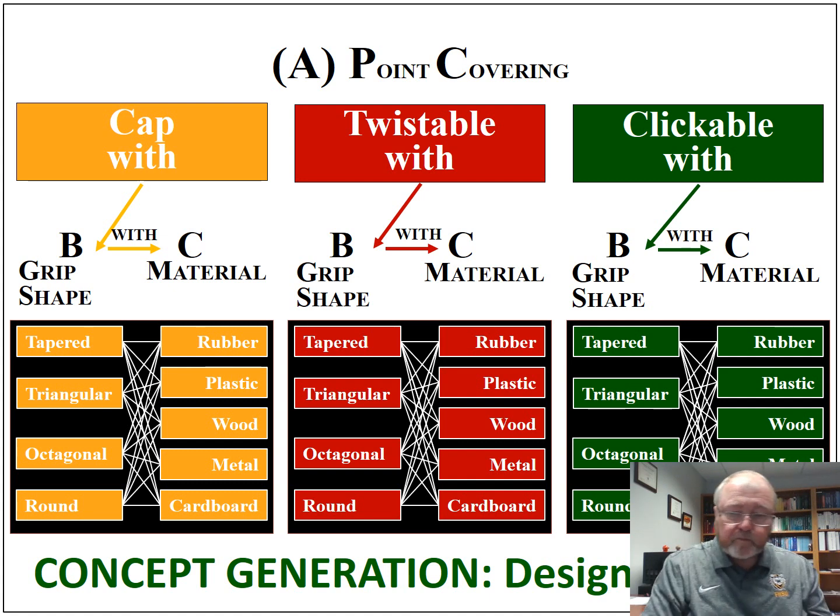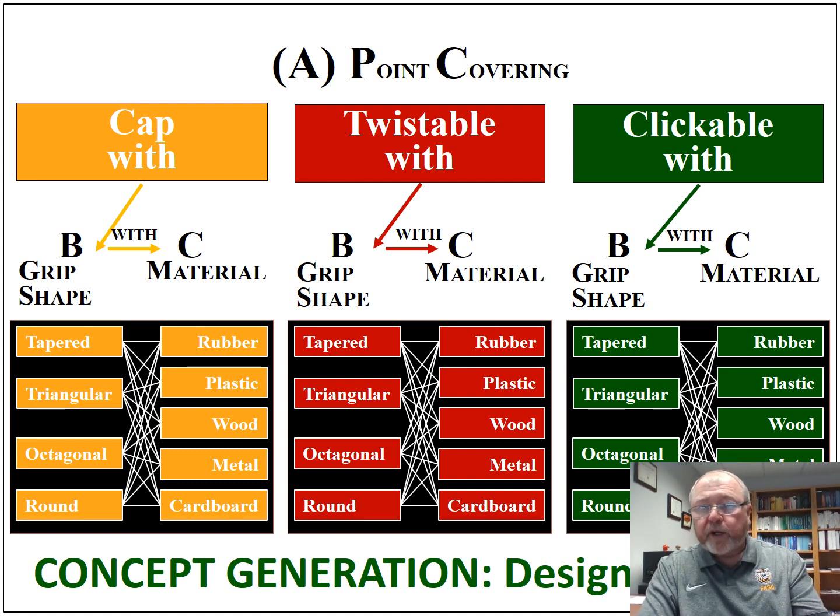So how do we cover the point? We have one factor, three possibilities. The factor is how do we cover the point? Here are three possibilities for that. A second factor might be something like, what does the grip shape look like? Tapered, triangular, octagonal, is it round? What material are we going to use? Rubber, plastic, wood, metal, cardboard?